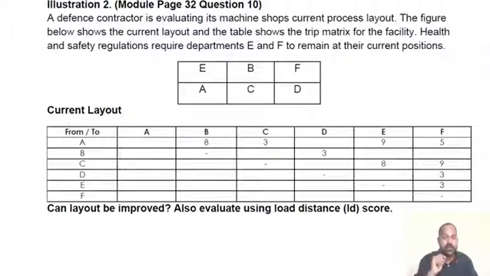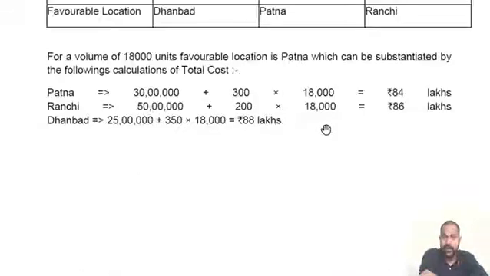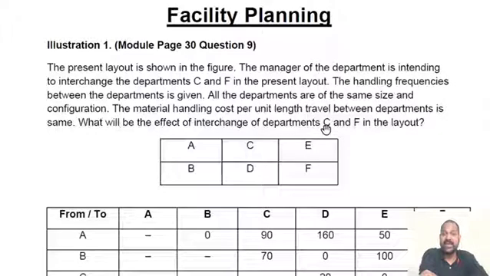Now, to find the cost of the current layout, if you read, they have asked you to do this in an LD score. Now, in the previous question, there was nothing like an LD score that was mentioned. Was there any LD word used? No. But here they do. You know what LD score is?